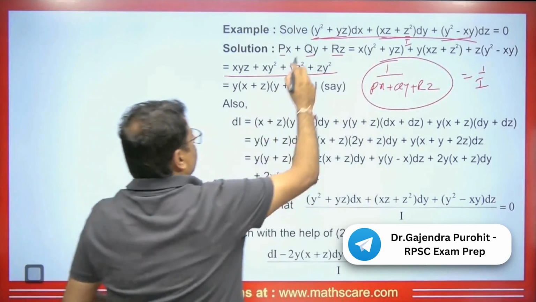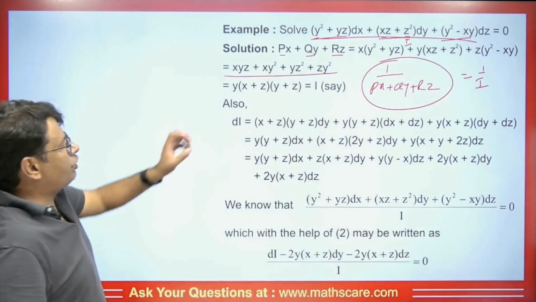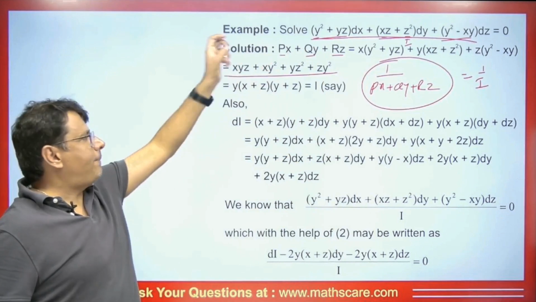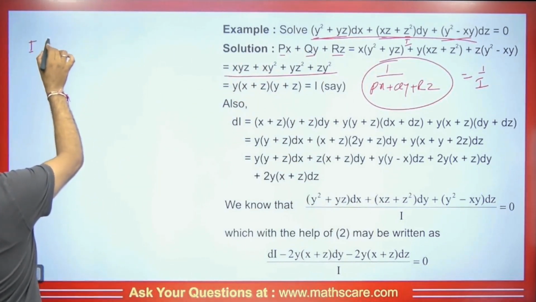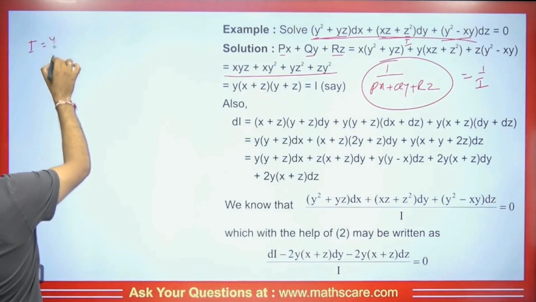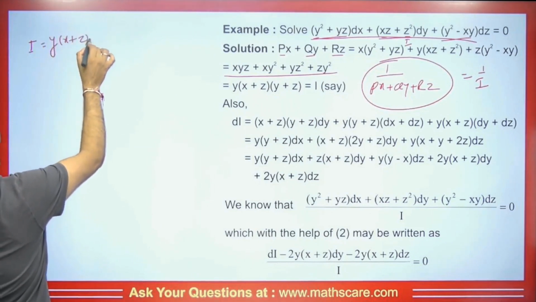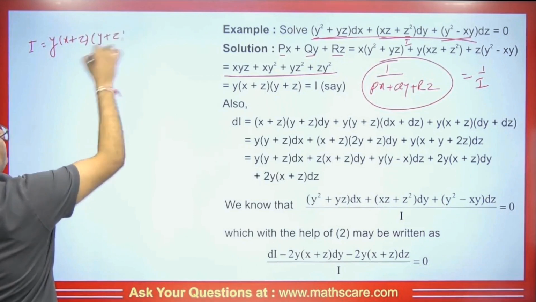The question that is given, what we will do? We'll divide that equation by I. And what are we going to do with the value of this I? We know the value of I, right? Tell me what is the value of I. Y into x plus z multiplied by y plus z. This is the value of I.